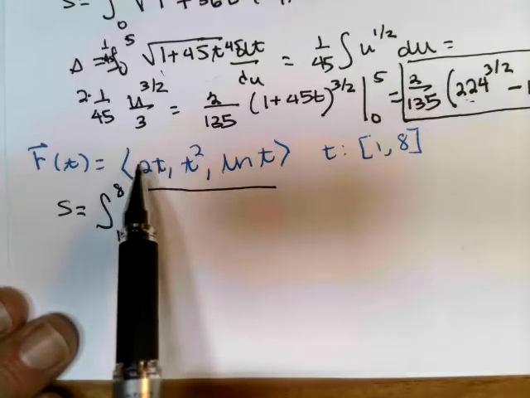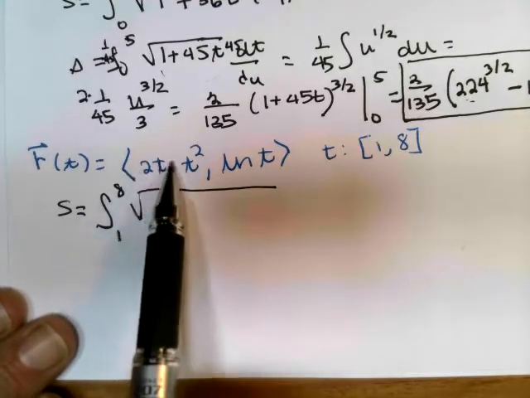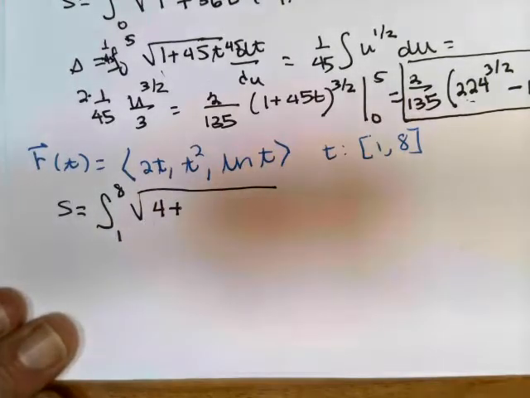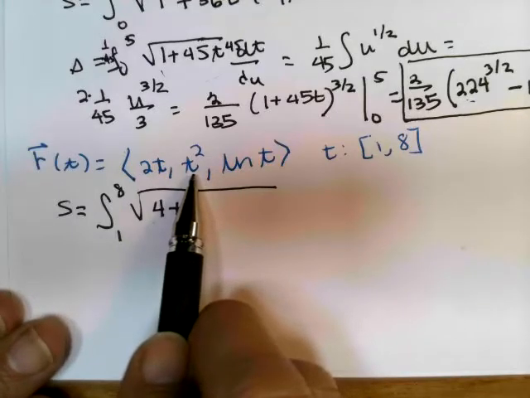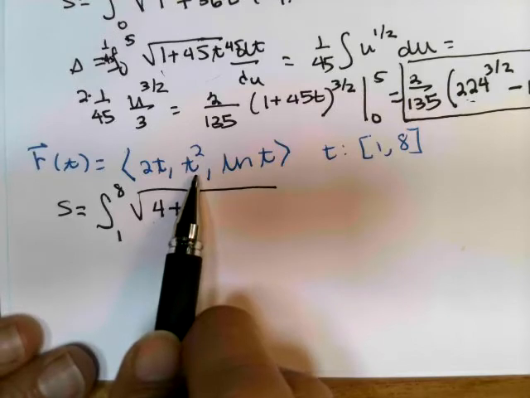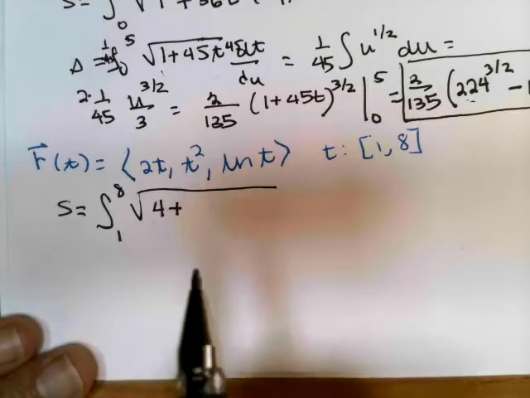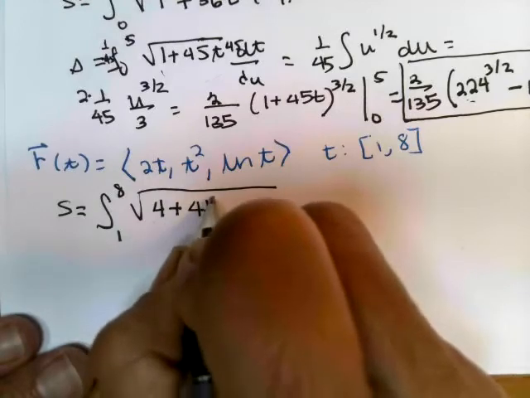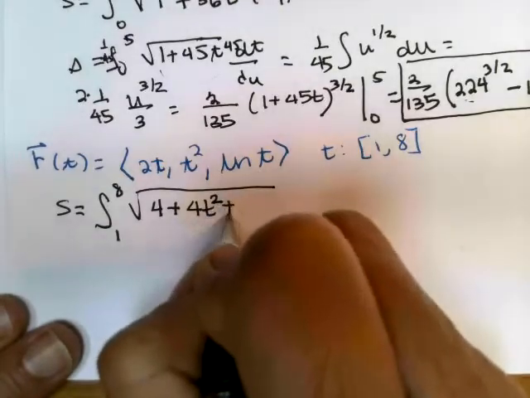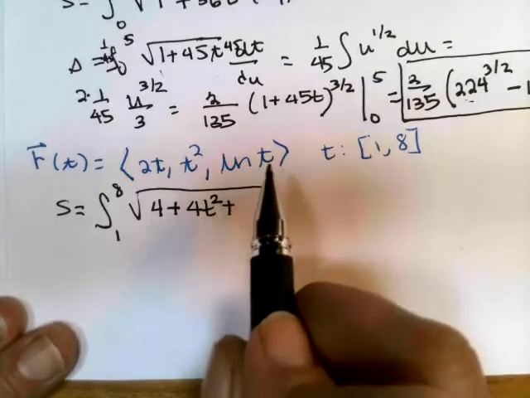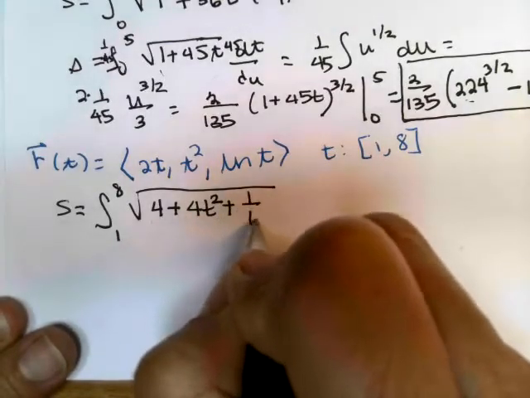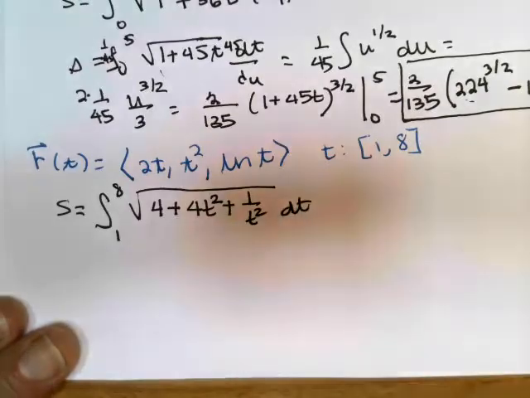So the derivative of x is 2. Square it would be 4. Plus. So this next one I have 2t squared. So the derivative of 2t squared is 2t. Square it. So that'll be 4t squared. Okay. Plus the derivative of natural log t is 1 over t, squared. 1 over t squared dt.